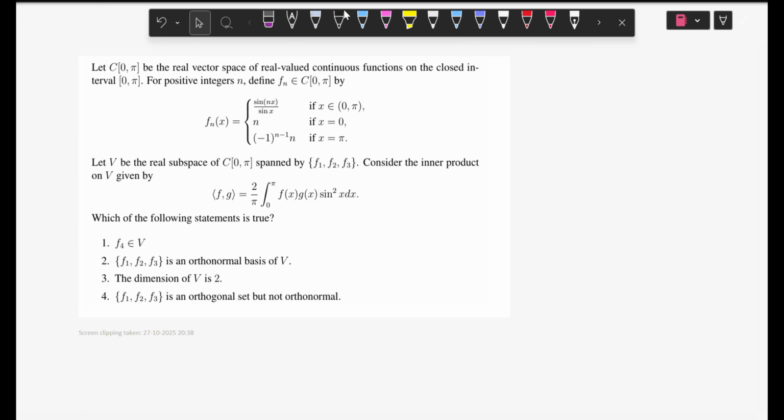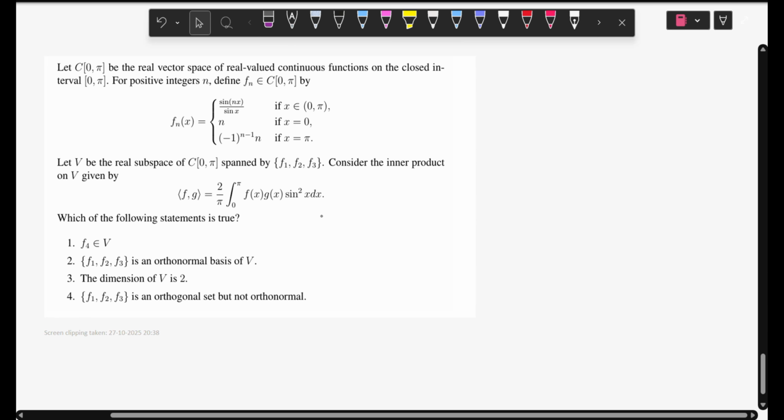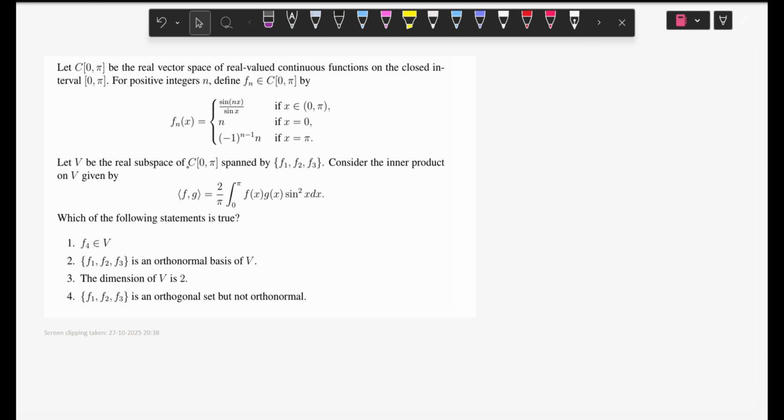Let C0 pi be the set of all real valued continuous functions on the closed interval 0 to pi. For any positive integer n, define fn in C0 pi as this sequence of functions. Let V be the real subspace of C0 pi spanned by the vectors f1, f2, f3. Consider the inner product on V given by this. Which of the following statements is true?